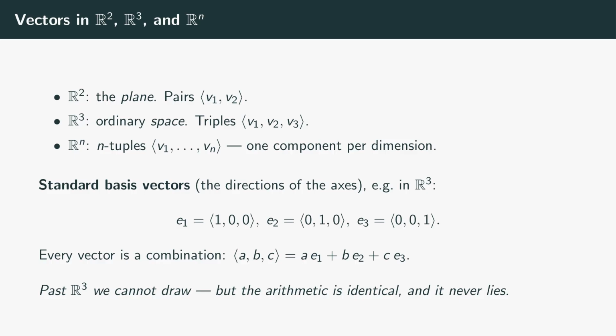Now here is the conceptual leap that makes linear algebra so powerful. We can picture R2 and R3, but past 3 dimensions our eyes give out. That's fine. The arithmetic, adding components, scaling them, taking square roots for length, works exactly the same in R4, R100, R1,000,000. We stop drawing and start trusting the algebra, and the algebra never lies.